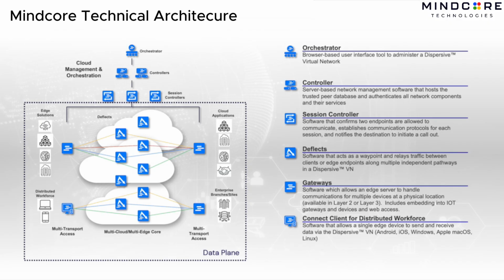The data deflects in the middle of the diagram are a key distinguisher for the Dispersive architecture compared to traditional point-to-point connectivity. Deflects serve as the waypoint nodes from sender to receiver. While the data deflects cannot decrypt the actual data payload, they can authenticate all incoming packets and ensure that only expected and permissible packets are transferred.